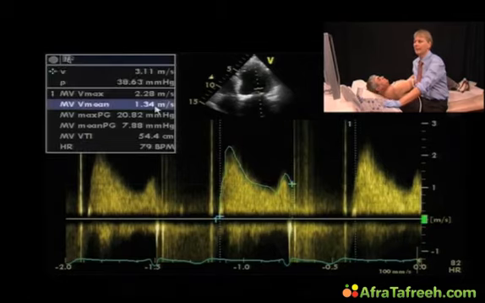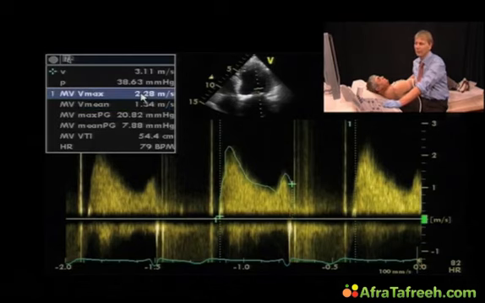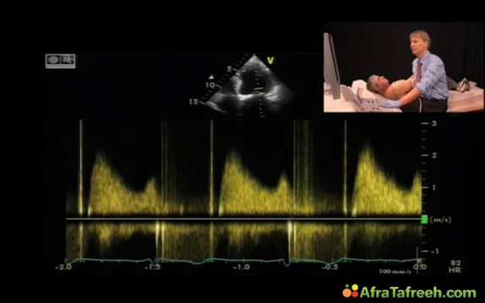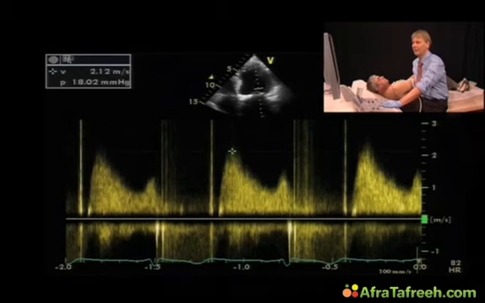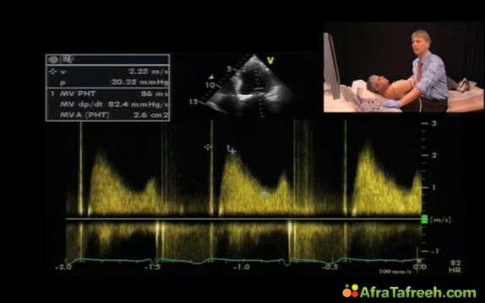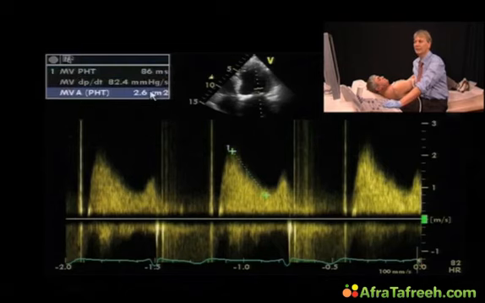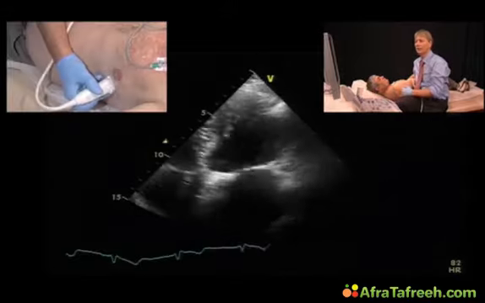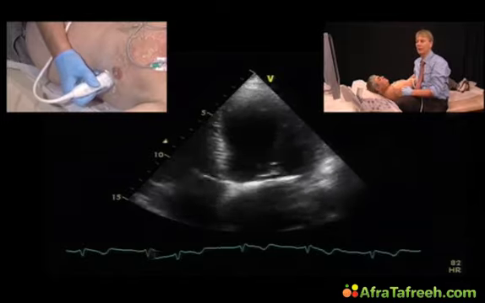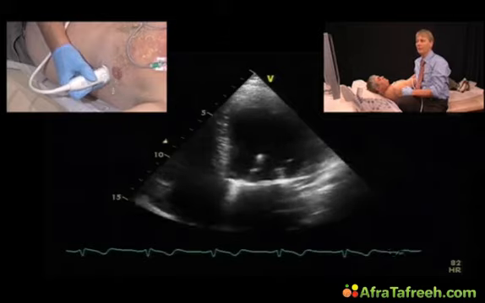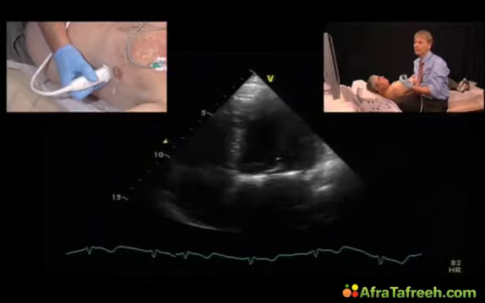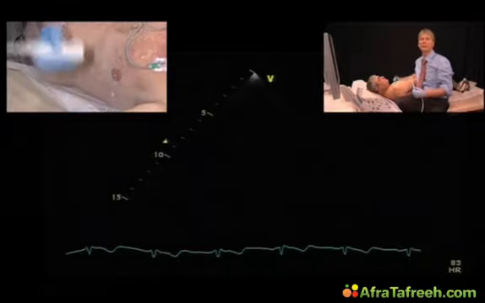So we would have a maximum velocity of 2.2, which is more than a normal valve would have, and we would have a mean gradient of 8 millimeters mercury. And then in addition, we would perform a pressure half-time measurement, which is again very similar to mitral stenosis, with 86, which means there is actually no obstruction, but there is elevated forward flow. We'll talk later about why this patient has an elevated flow across the mitral valve. So looking at the Doppler here, we can quantify the degree of possible obstruction just the same way as we would in mitral stenosis.